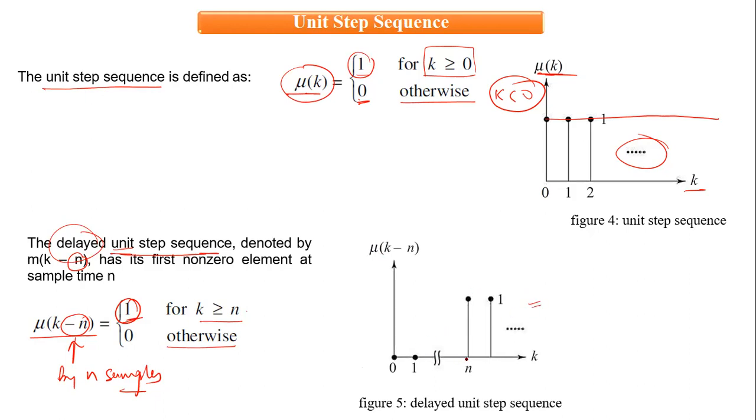You can see that for all values of k less than n, the amplitude of the given signal is 0. Otherwise, it is 1. So you can see a step is being formed here. That is why we call it a step sequence. Sudden change, basically, right?